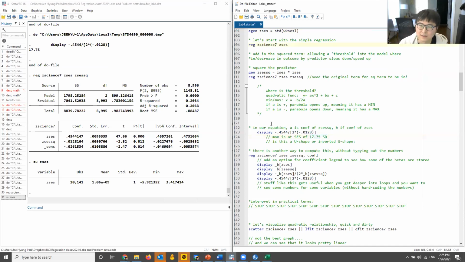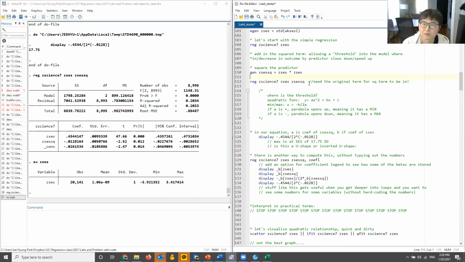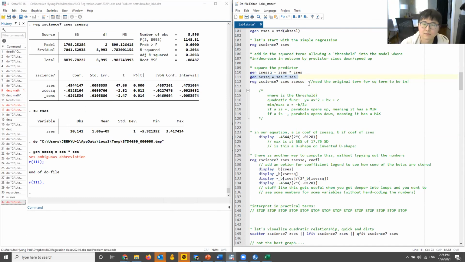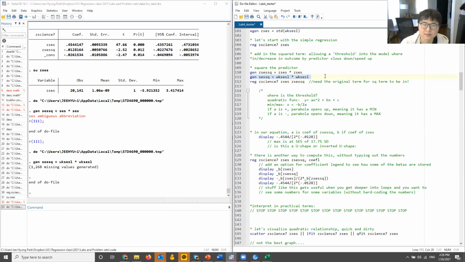Let's say I did this. I create another variable, SES SQ, SES times SES. Anyway, this is not the right variable. Let's say we put them in the raw units, and then I put into the regression the raw units.